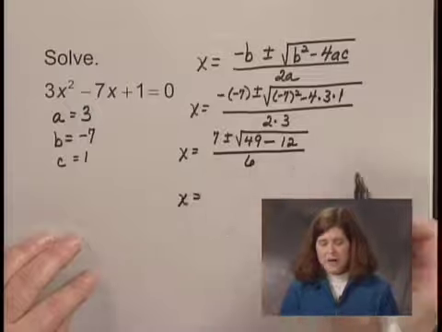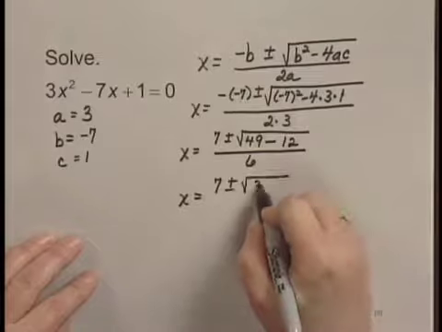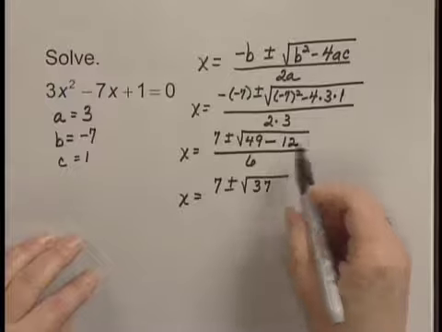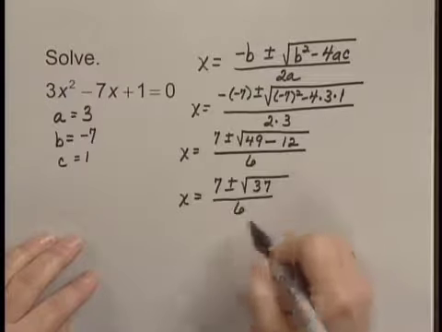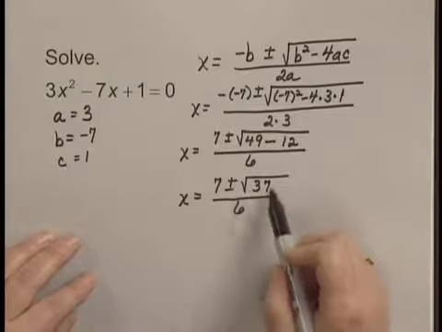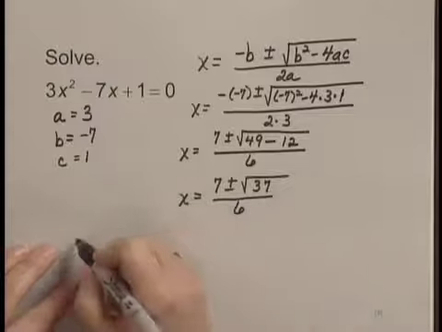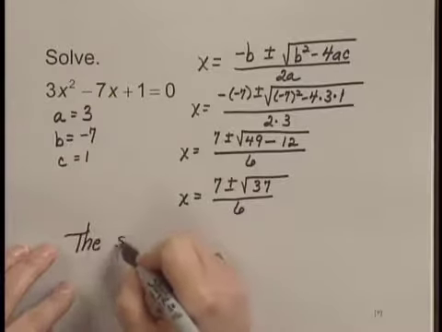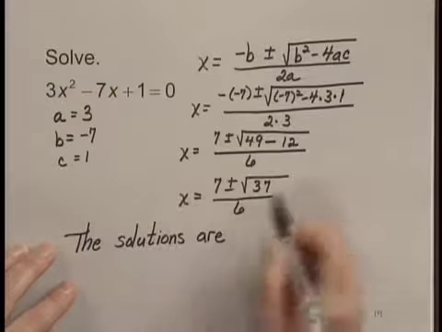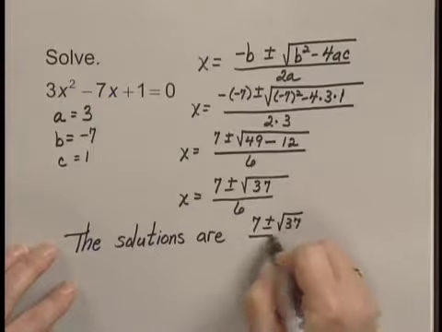Then I simplify under the radical, and I have 7 plus or minus the square root of 37. 49 minus 12 is 37, all over 6. In order to simplify any further, I would have to be able to simplify the square root of 37. 37 has no perfect square factors, so I'm finished, and I write the solutions are 7 plus or minus the square root of 37 over 6.